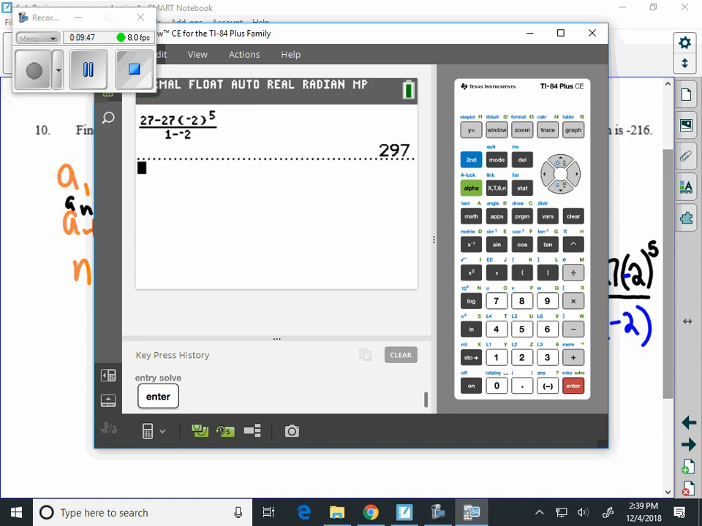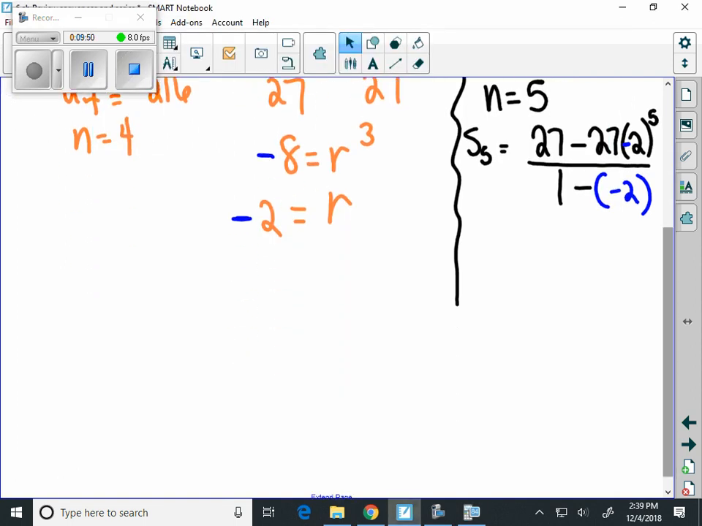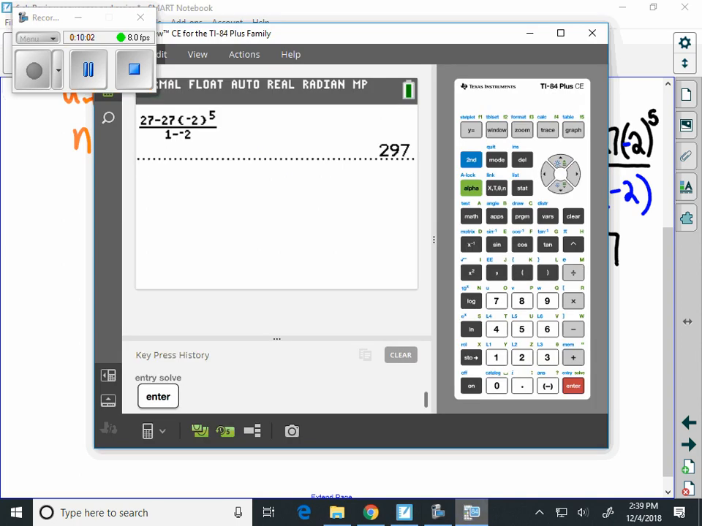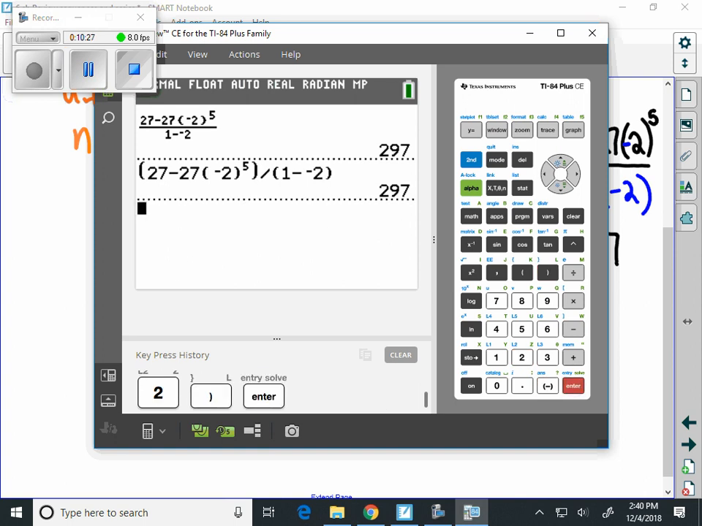And when we type that in, we get 297, which is our sum, now that we have it correct. If you don't have a fraction button on here, what we have to type in is we need to put parentheses, and we need to do 27 minus 27 times -2, close that parentheses, to the 5th, arrow out there, another parentheses, divided by another parentheses, 1 minus the -2. And when we press enter, we still get 297.